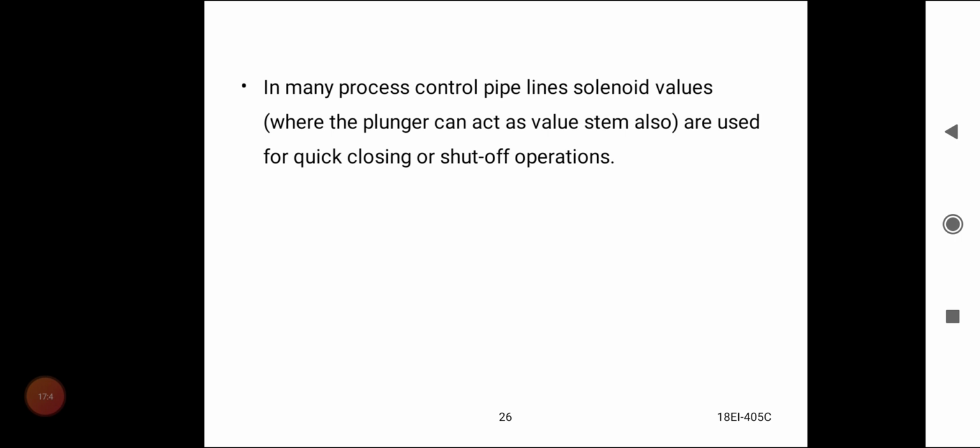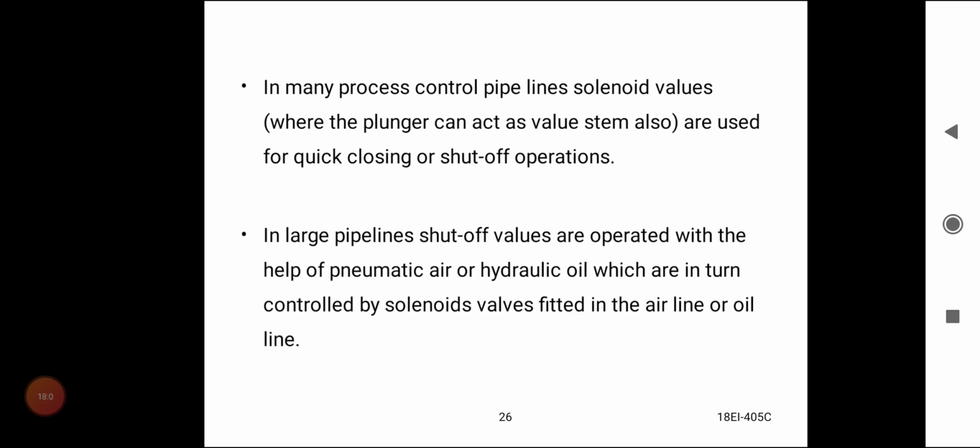In many process control pipelines, solenoid valves, where the plunger can act as a valve stem, are also used for quick closing or shut-off operations. In large pipelines, shut-off valves are operated with the help of pneumatic air or hydraulic oil, which are in turn controlled by solenoid valves fitted in the air line or oil line.